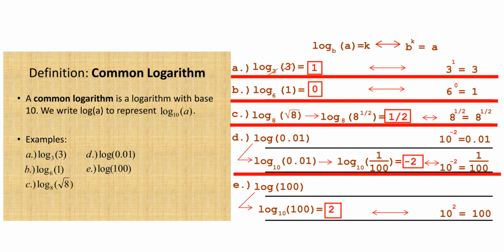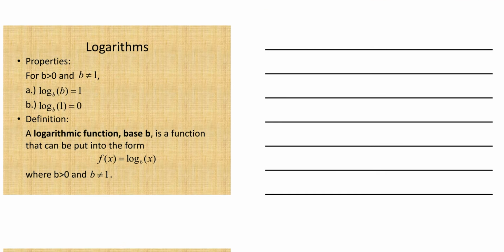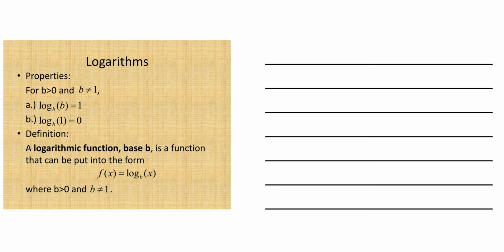Our first 2 examples: when you have the same base and the same number, it gives you 1. And for b, we said log base 6 of 1, the only thing we could use was an exponent of 0 to give us the 1. So a and b match the properties we were looking at here, I should say.